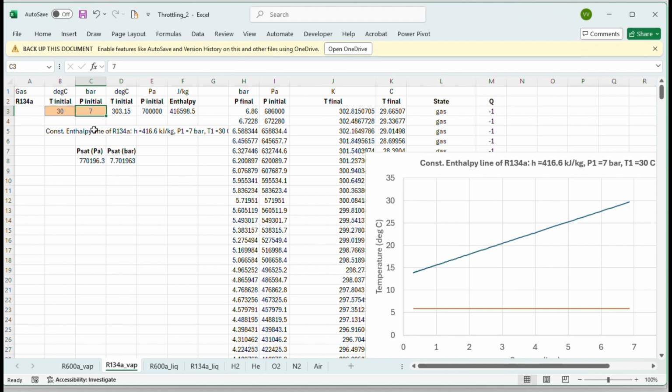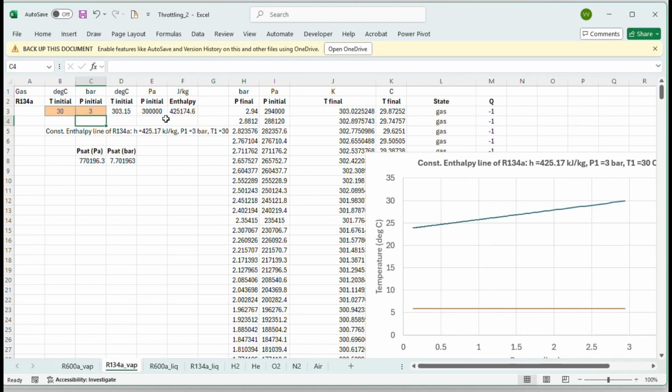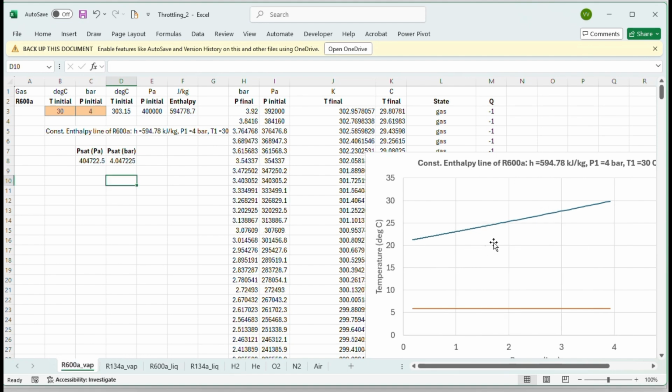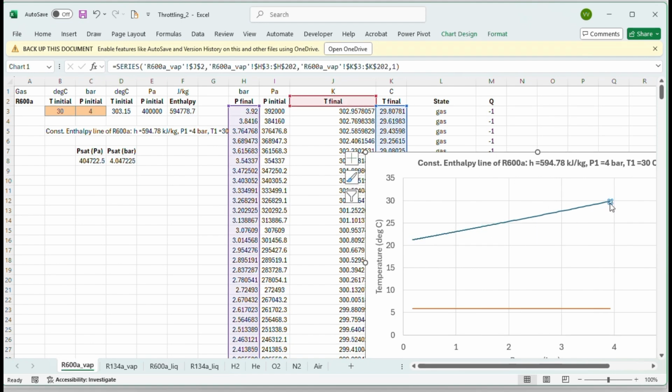What if I change this to 3 bar? So even a 3 bar drop from 30, it's dropping to almost 24. R600A vapor, the drop is also significant.